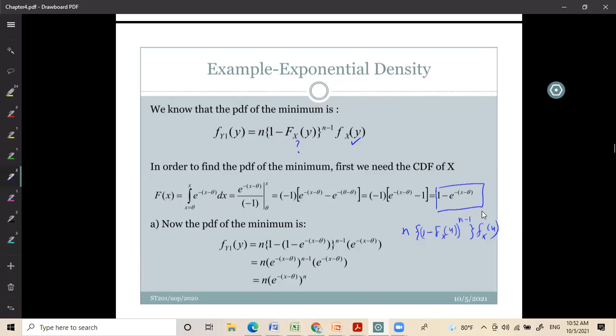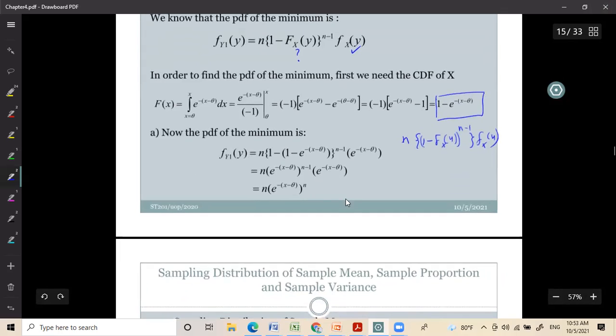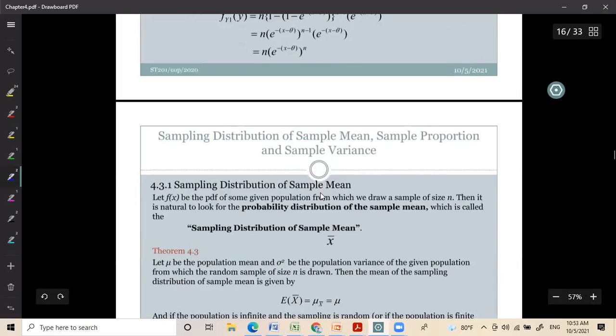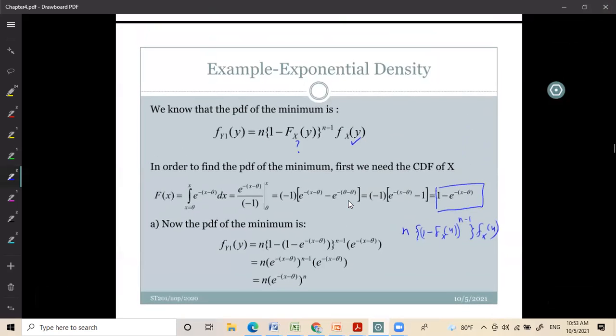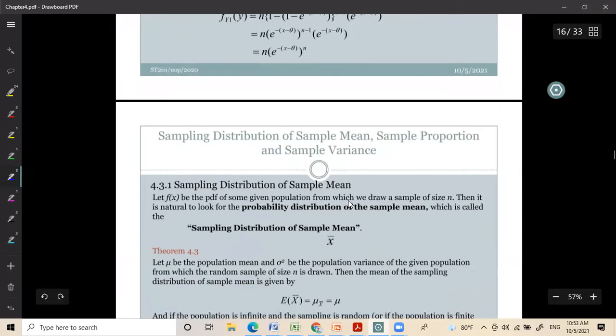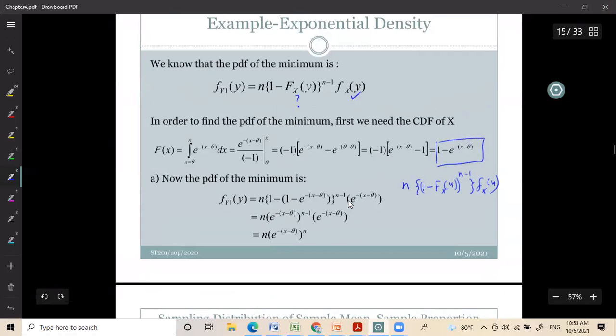Now in this case, the value of n is not given. So your answer will be in terms of n. Okay. The sample size is not given, so you leave the answer in terms of n. Right. So you find the PDF of the minimum. Okay. And using this, you can find the expected value. So that is part B.